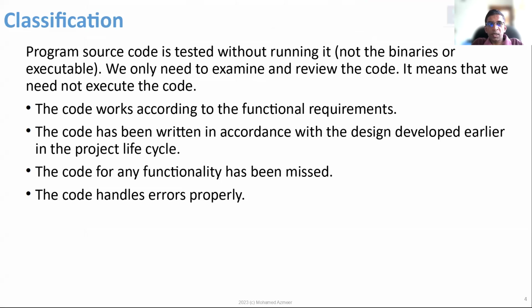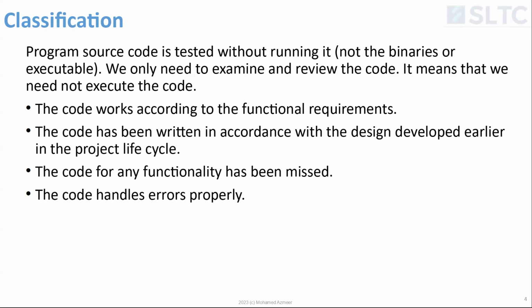Now, we also need to classify this and see what exactly is going on here, right? In the white box, program source code is tested without running it, right? Not the binaries or executable. We only need to review the code. It means that we need not execute the code. So in black box, we ran the code, isn't it? We gave the input, then we compared the output with the expected output. Whereas in white box, we don't need to run the code. We are only looking at the code. We are reviewing the code. Yes, so we don't need to run it.